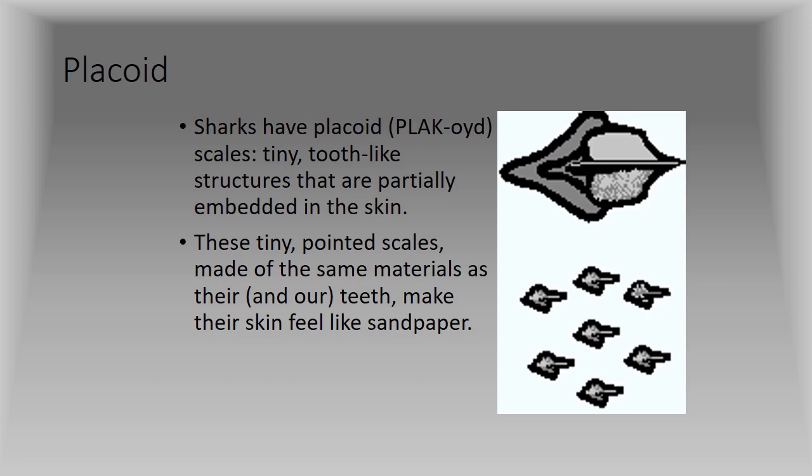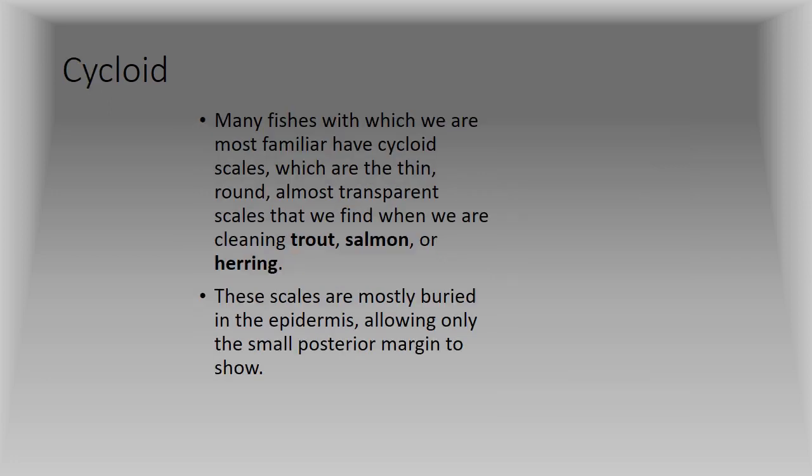Ganoid, a primitive kind of scale, a reminder of the time when fishes used armor plating to protect themselves. Ganoid scales are hard and smooth and may take the form of only a few scales. In the picture you can see the ganoid scales that are hard and were used when the fishes used armor plating to protect themselves.